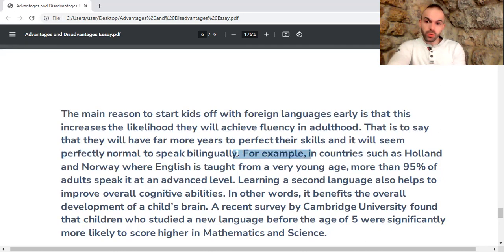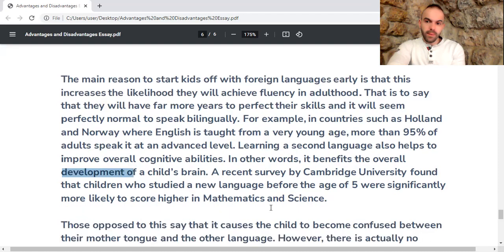For example, is a good word to use as well. Advanced, at an advanced level, very beautiful word. Improve, overall, cognitive abilities, amazing. Development is a good word. Survey, significantly. So we have a lot of adverbs. We have a lot of beautiful adverbs in this specific test. Amazing. Adverbs, I love adverbs. They beautify the sentence. They give it more sense, more meaning, more sensory explanation.